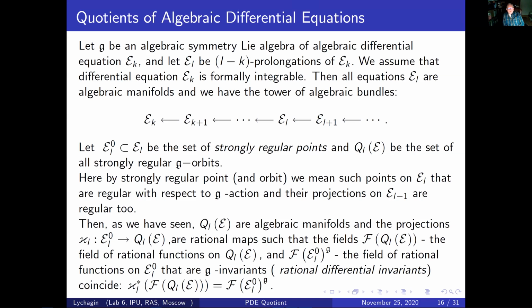So the requirement to be algebraic, I'm sorry, I should correct myself: algebraicity means algebraicity of this stationary subalgebra or stationary subgroup. Then G will act on all these manifolds Ek and El, and because it's an algebraic Lie algebra, an algebraic group if you wish, we can make quotients of each of these levels.